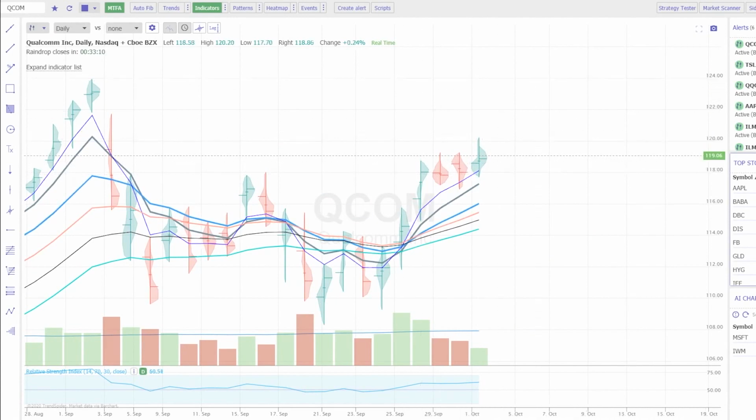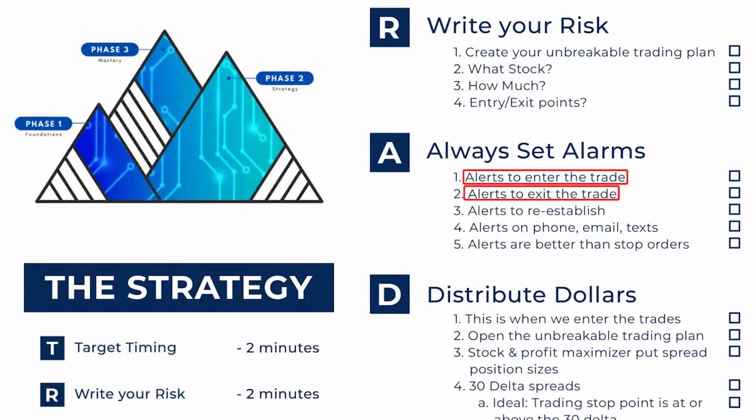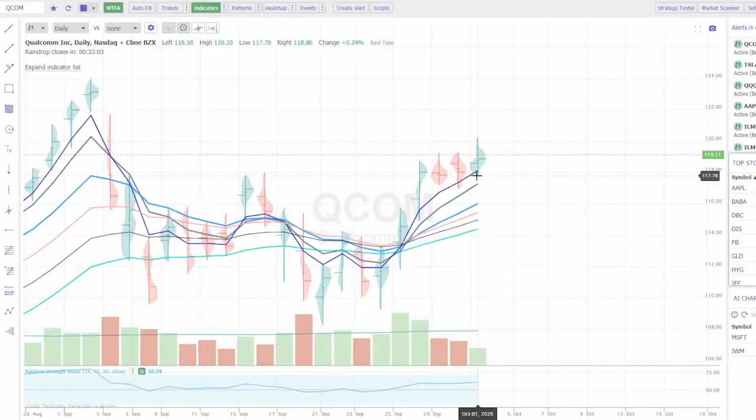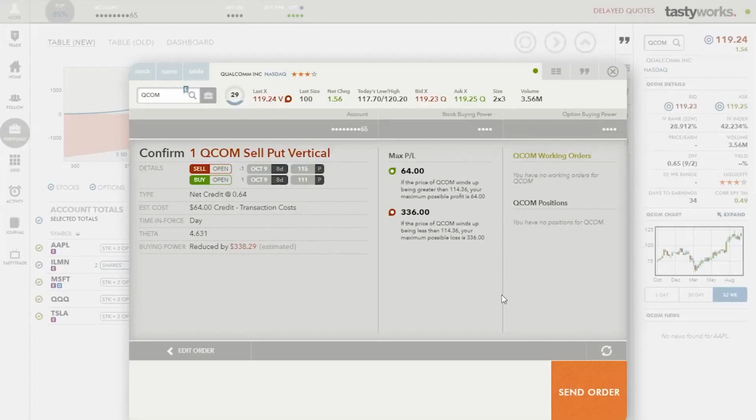So now we have our alert to exit the trade, right? And we'll reestablish if the put spread closes and we are still above this. I mean, we could run this forever. Or it could go down and we get out. We already have a plan. We've taken our guesswork out of trading.